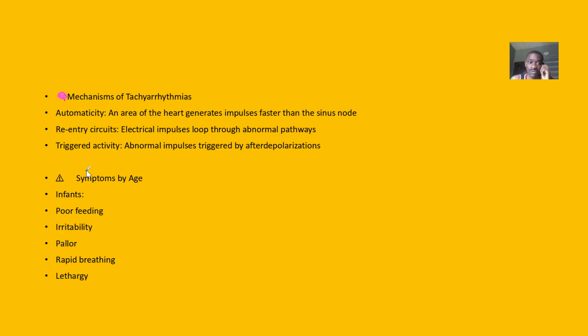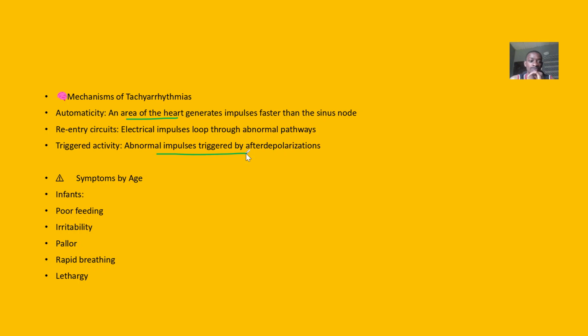Okay, so the mechanisms of this tachyarrhythmias: automaticity, where an area of the heart generates impulses faster than the sinus node. Then re-entry cycles, where electric impulses that are leaving come through again. Then triggered activity, which is abnormal impulses triggered by after-depolarizations.